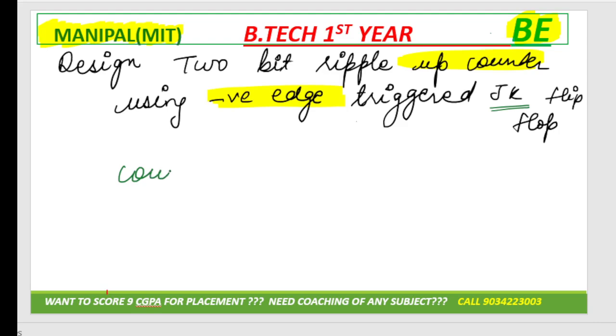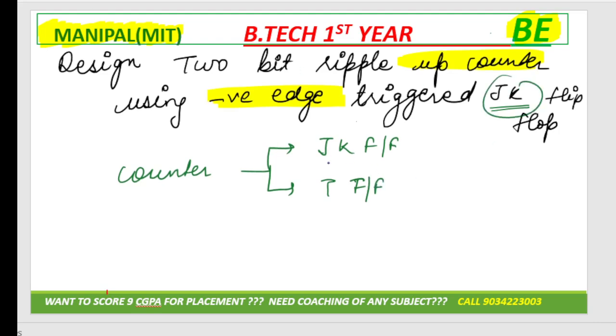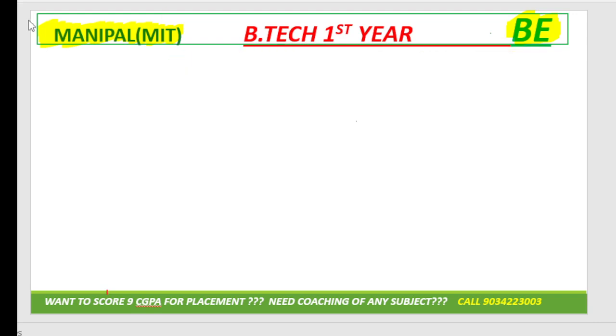So in the case of a counter, we'll always use either the JK flip-flop or the T flip-flop. ठीक है? If they didn't mention SR or D flip-flop, you can't use them. You can use the JK flip-flop and the T flip-flop. Clear? Now, the next thing: they have mentioned 2-bit, which means we need to store 2 bits. So for 2 bits, we need two flip-flops.